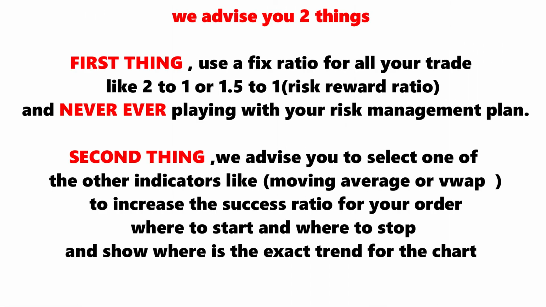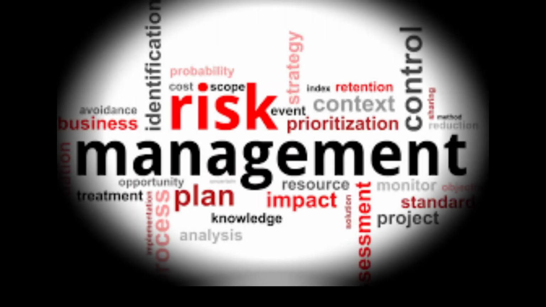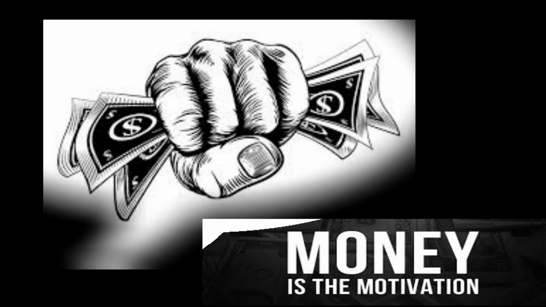As usual, finally, we advise you two things. Number 1. Use a fixed ratio for all your trades, like a 2:1 or 1.5:1 risk-reward ratio, and never play with your risk management plan. Second thing. We advise you to select one of the other indicators, like a moving average or VWAP, to increase the success ratio for your orders, showing where to start and where to stop, and showing the exact trend of the chart.